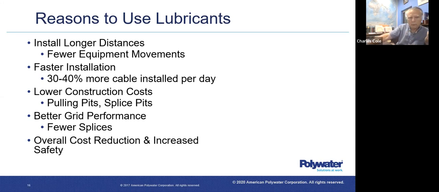Better grid performance with fewer splices, which is the cause of a lot of problems with the network. Fewer splices will reduce that risk, and therefore you have an overall cost reduction in the cost of the project as well as increased safety by using lubricants.